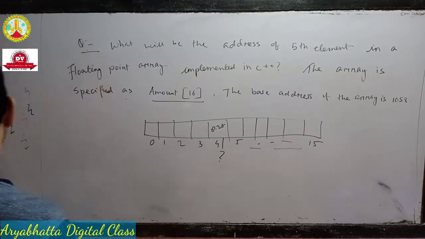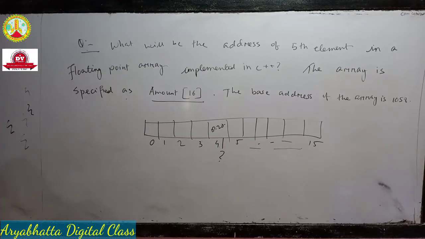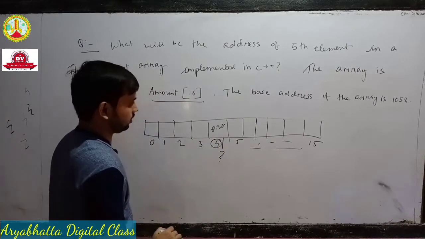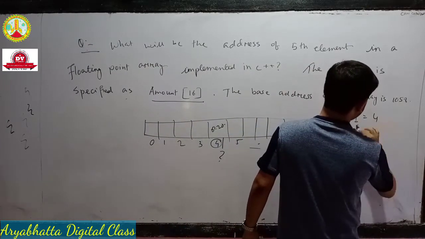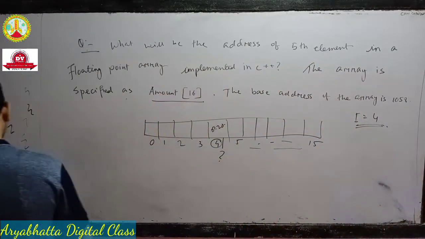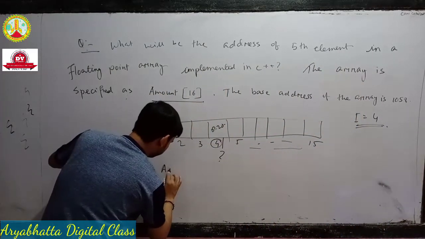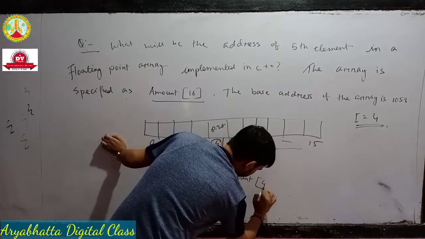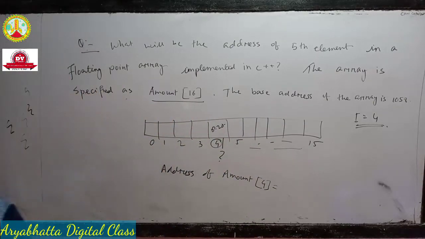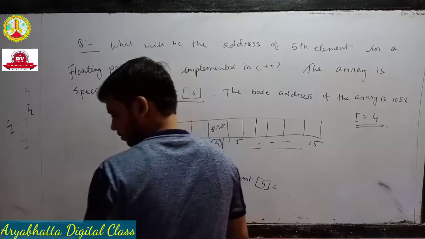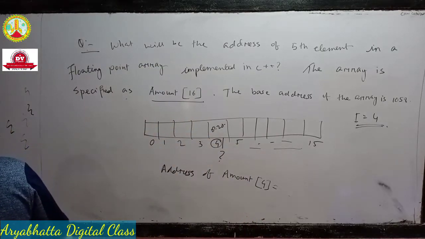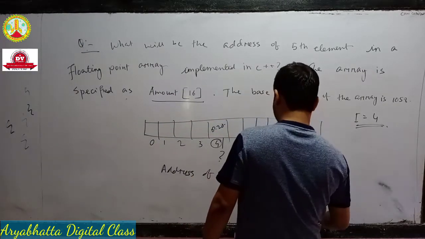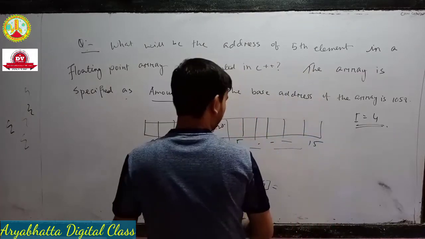What is the definition? Means what is the formula? The index is what? Fifth element means the index is 4. Means your I is 4. Means you have to write down the address of amount 4 is equal to, what is the formula?